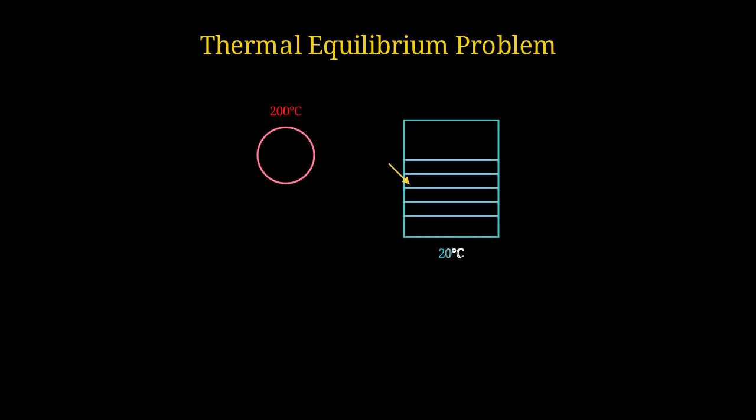Let's solve a classic thermal equilibrium problem involving heat transfer between hot copper and cold water. We have a hot copper sphere at 200 degrees Celsius being dropped into cold water at 20 degrees Celsius. Let's start by identifying all the given information in this problem.